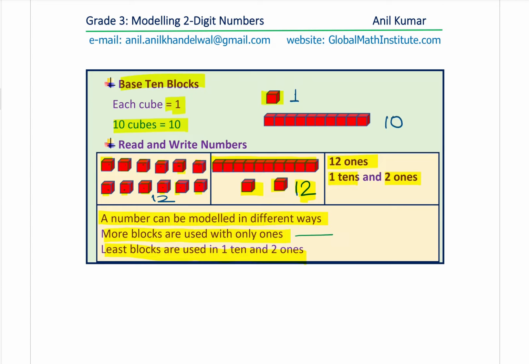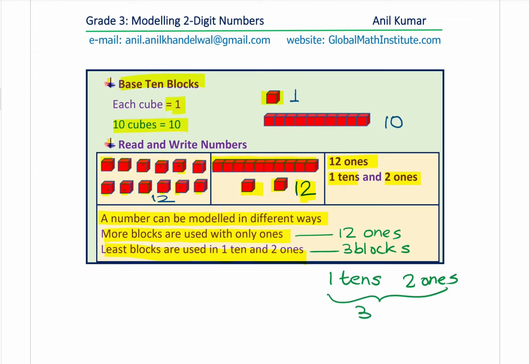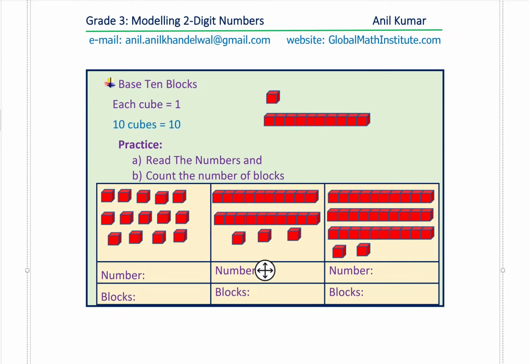How many blocks did we use? We used 12 ones, right? And in the second case, we use 3 blocks. Correct? How did we use 3 blocks? 1 ten and 2 ones. So that makes 3 blocks, correct? So very less number of blocks when you use more tens. Correct. Makes sense. Let's move on and try to practice this exercise.